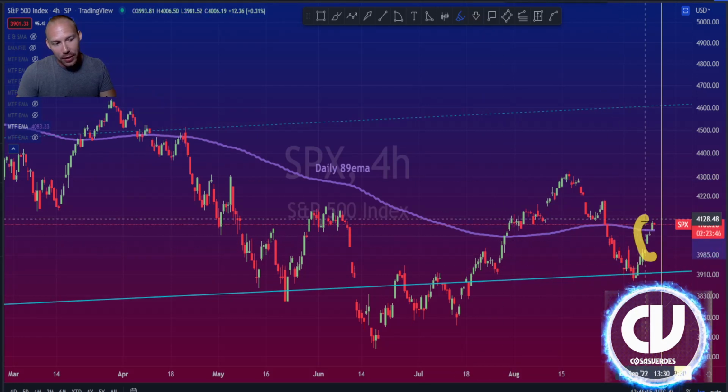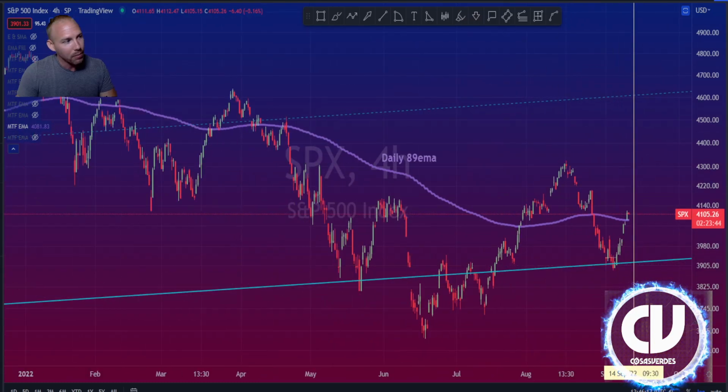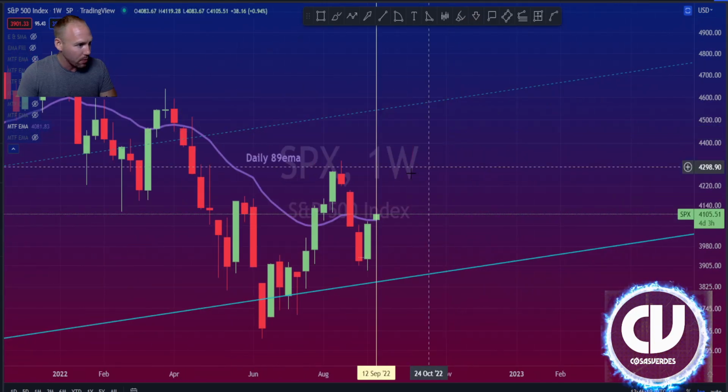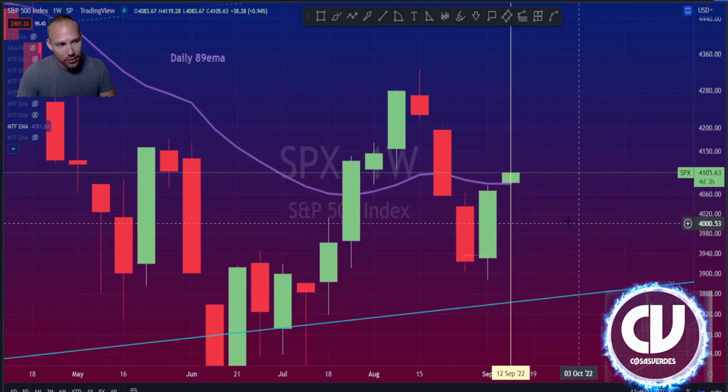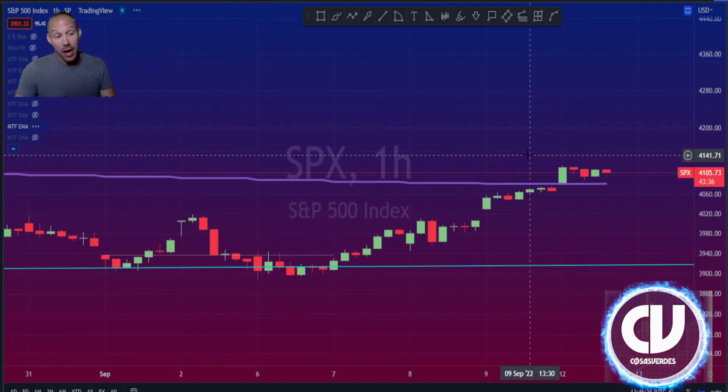But if you go to the weekly chart, this would most likely be a rejection. Let me go to the week. Did the week close above? The week has not closed above. So on the weekly, this could be a rejection pattern still, right? So yeah, it happens on both.